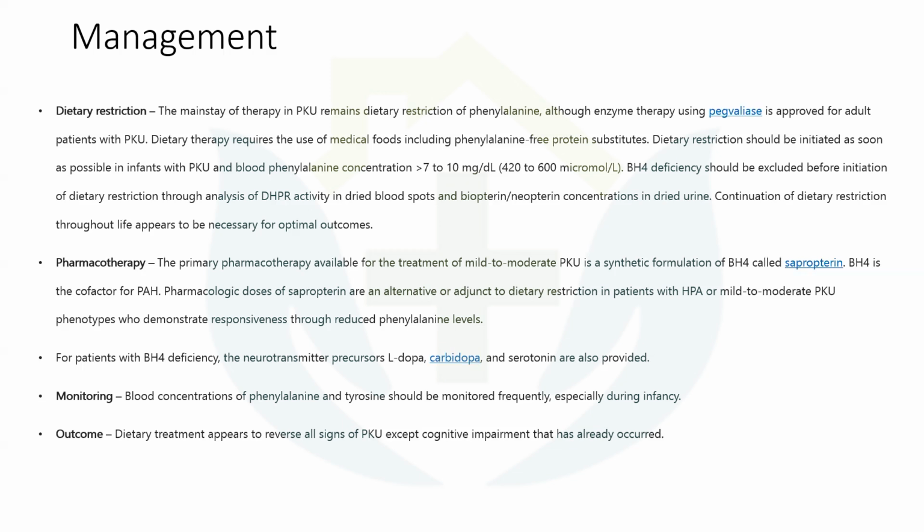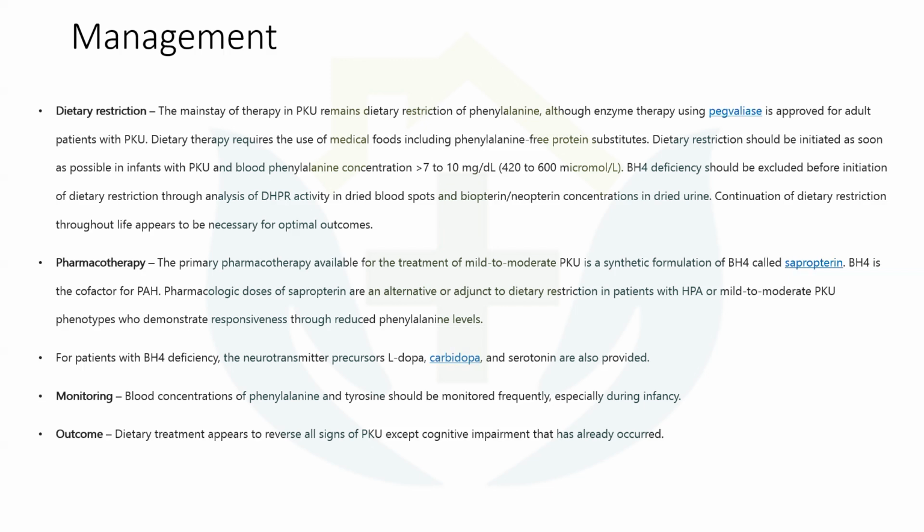Basically, it is the initial therapy we should always implement immediately. And sometimes, as I said, the BH4 cofactor deficiency can also have some effect in the metabolism of phenylalanine. So that's also one of the reasons, but in very minor cases. The main therapy is the dietary restriction.